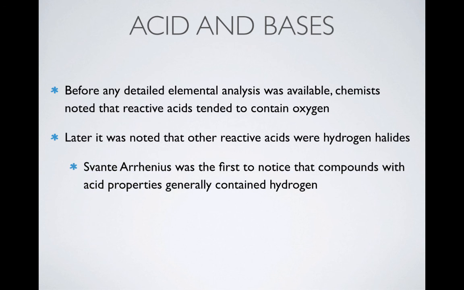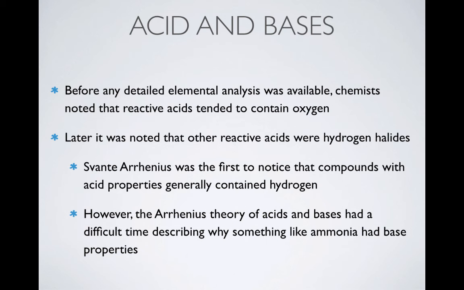So Svante Arrhenius, who we spoke about earlier looking at kinetics, was really the first to notice that there was a link between all of these different acids, and it looked like they all contained hydrogen. So he first proposed that it was the hydrogens that were making things acidic. So we had the Arrhenius theory of acids and bases, looking at whether or not something had an H+ in it, or for bases, whether it had an OH- in it.